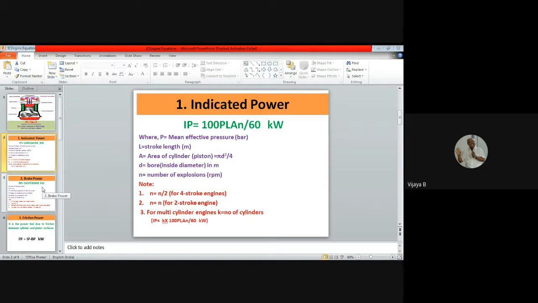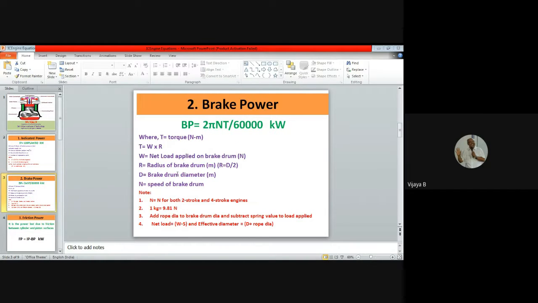After having understood what is indicated power, now let's move on to the second one, that is brake power. Once the power is developed inside the engine cylinder, it is to be made available at the crankshaft for useful mechanical work. So it is the power available at the crankshaft. But how is it measured? It is measured with the help of a setup called a brake drum dynamometer, and always the brake power available at the crankshaft is less than the indicated power.